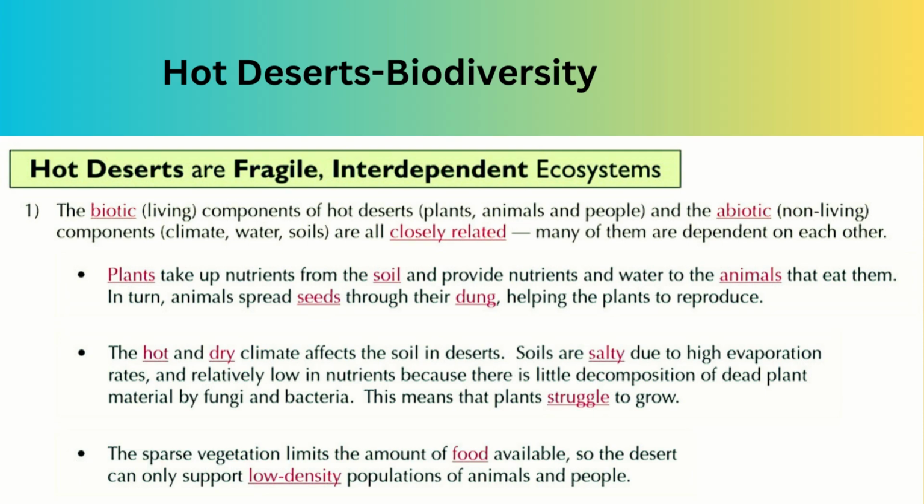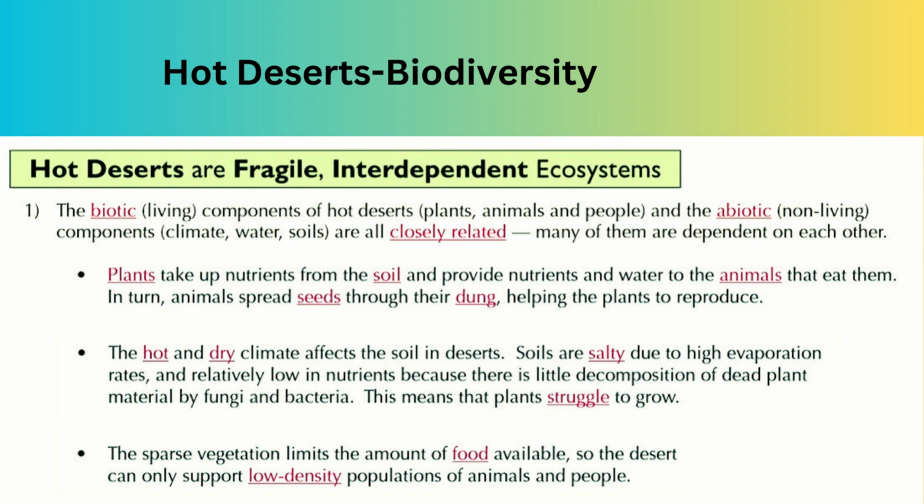Plants take up nutrients from the soil and provide nutrients and water to the animals that eat them. In turn, animals spread seeds through their dung, helping the plants to reproduce. The hot and dry climate affects the soil in deserts. Soils are salty due to the high evaporation rates and relatively low in nutrients. Because there is little decomposition of dead plant material by fungi and bacteria, this means that plants struggle to grow.